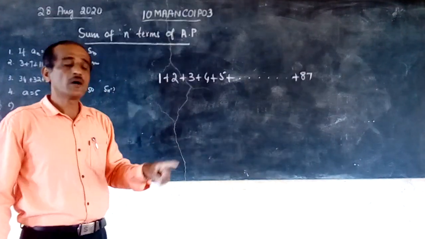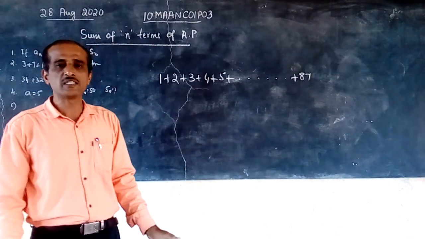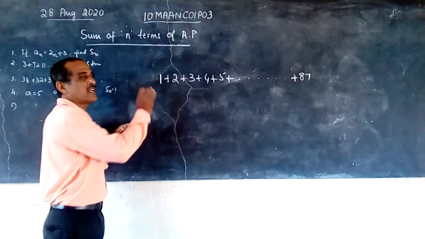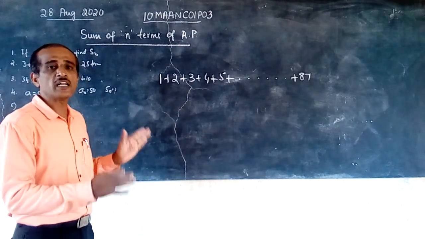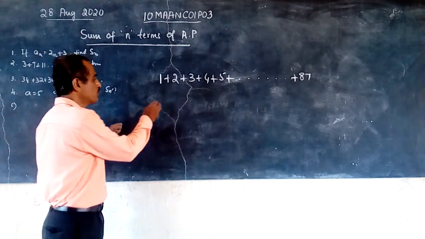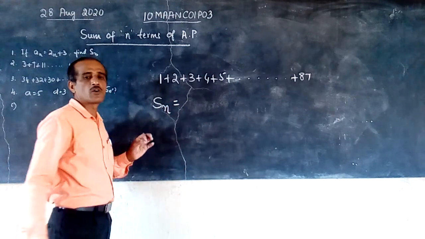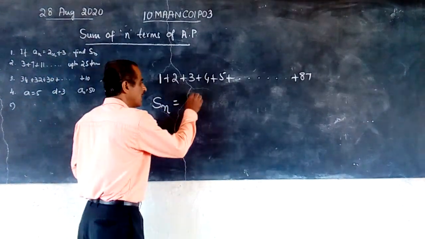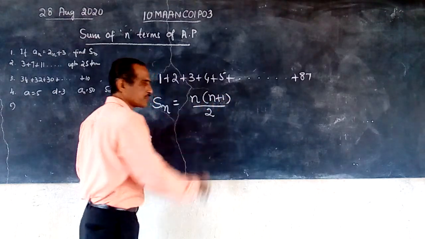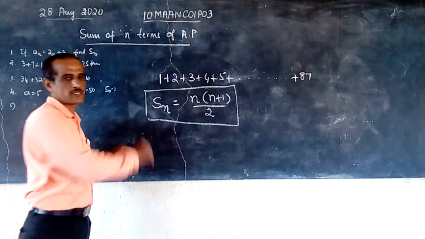So when natural numbers are given, there is one special, very easy formula you can use. What is that formula? For the first n natural numbers, that formula says Sn is equal to n into (n plus 1) divided by 2. This formula is used only for natural numbers.